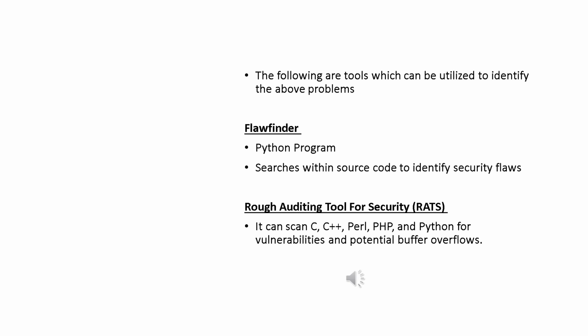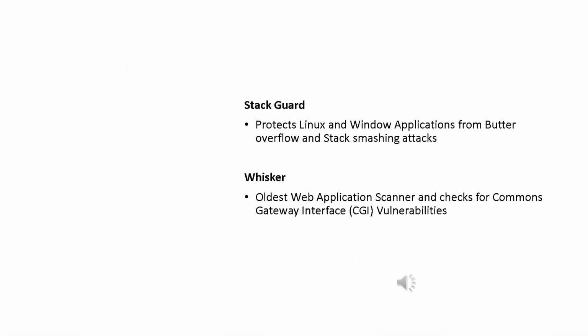The following tools can be utilized to identify the above problems. Flaw Finder, a Python program, searches within source code to identify security flaws. Rough Auditing Tool for Security, RATS. It can scan C, C++, Perl, PHP, and Python for vulnerabilities and potential buffer overflows. StackGuard protects Linux and Windows applications from buffer overflow and stack smashing attacks. Whisker is a web application scanner and checks for common gateway interface vulnerabilities.